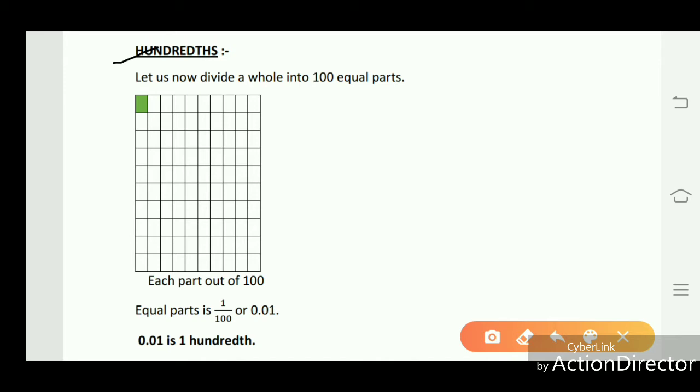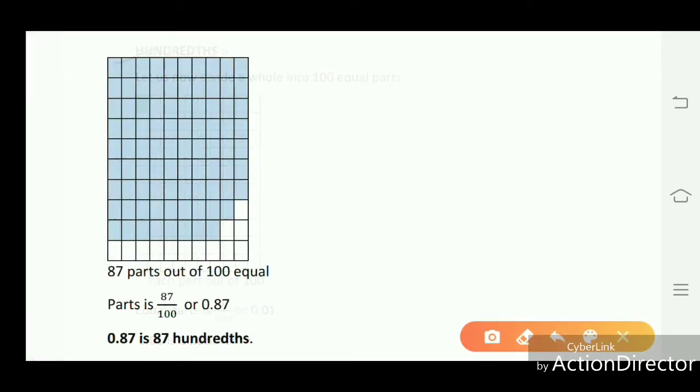So 0.01 is one hundredth. In the next example, here we divide one whole box into 100 equal parts and we color 87 parts out of 100 equal parts. So we write here 87 upon 100 in fraction form, or we write in decimal form 0.87. So 0.87 is 87 hundredths.